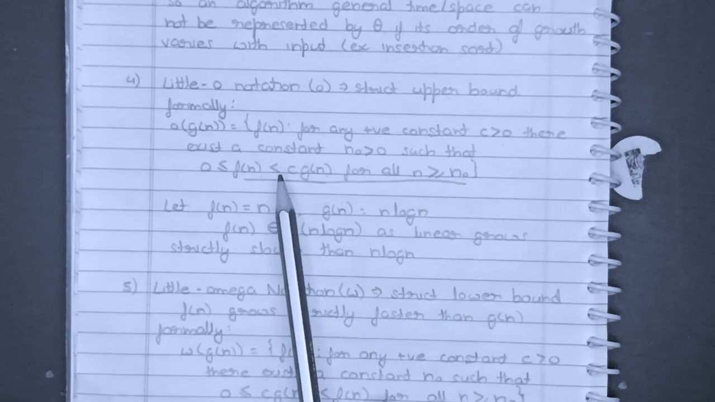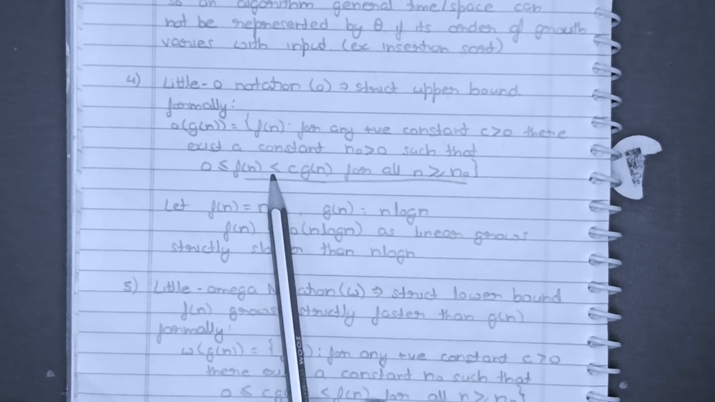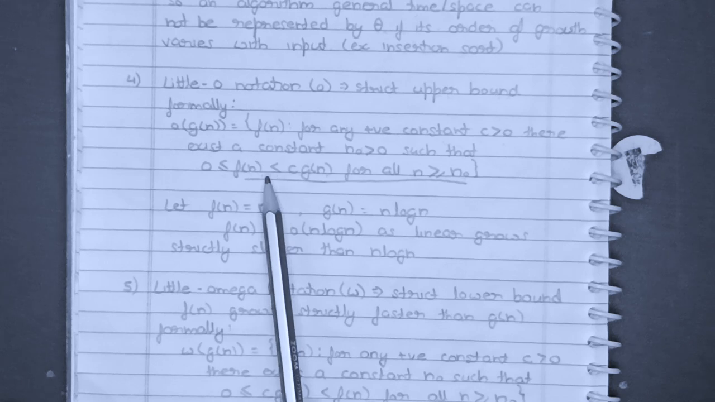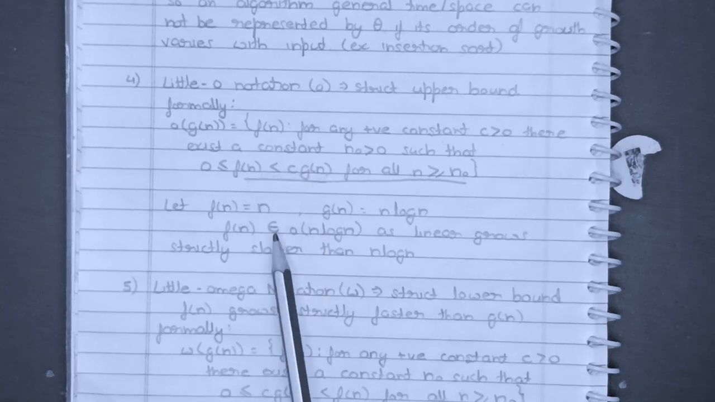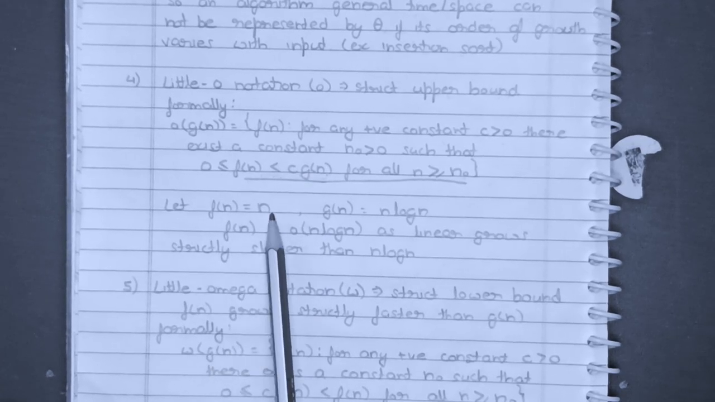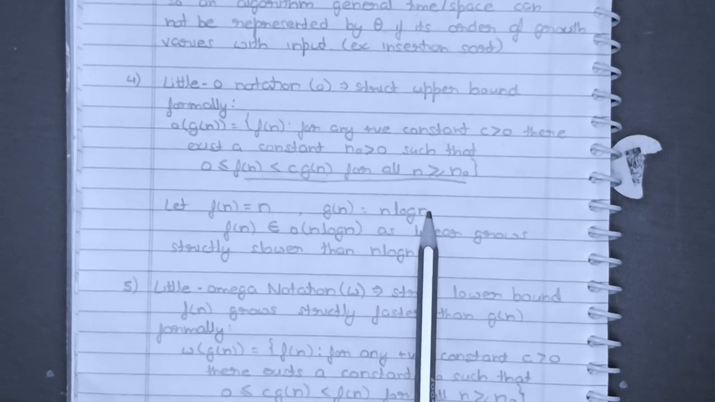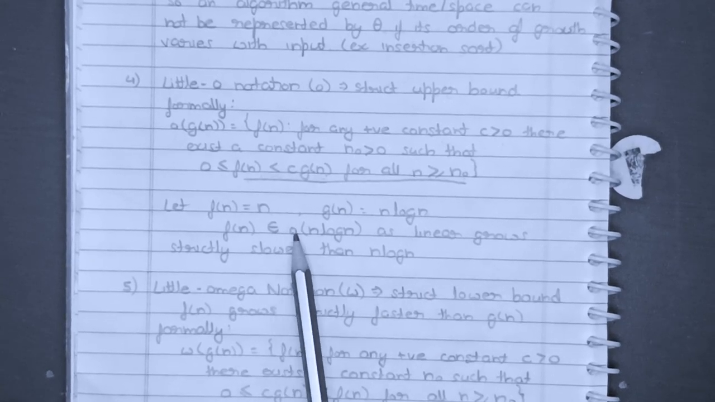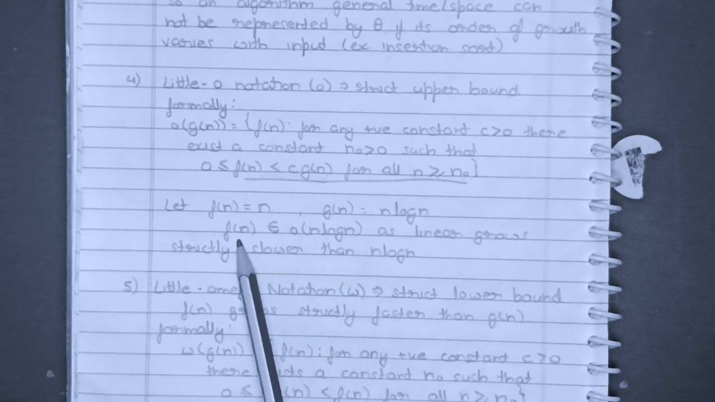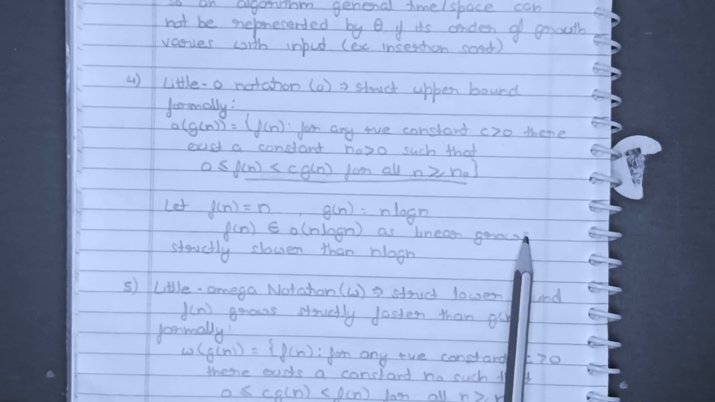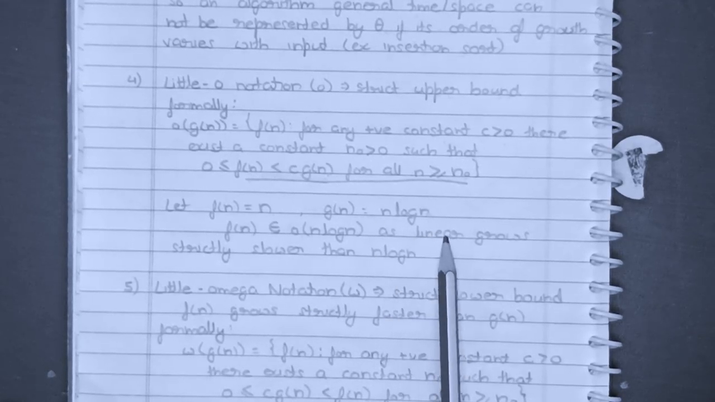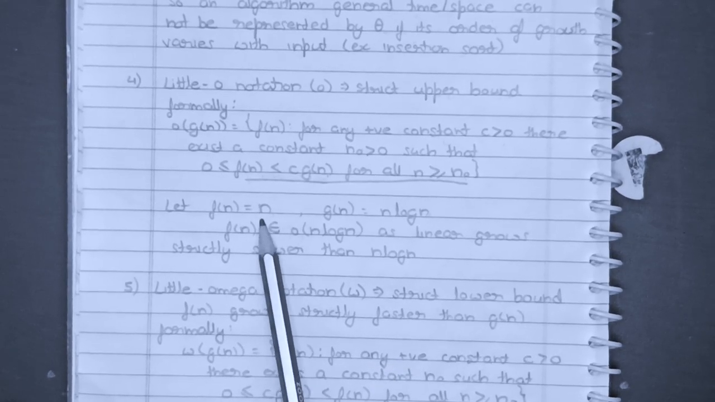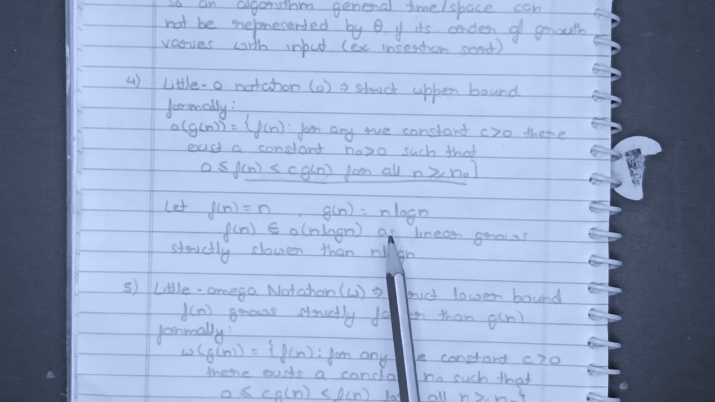Please note, in case of big O notation, f(n) can be equal to c g(n), but in case of little o notation, f(n) is strictly less than the function c g(n). This is the difference between little o notation and big O notation. For example, let's say f(n) is equal to n and g(n) equal to n log n. So f(n) can be treated as little o of n log n, because the value of f(n) will always be less than the value of g(n), as the order of growth of this linear equation will always be less than this equation.